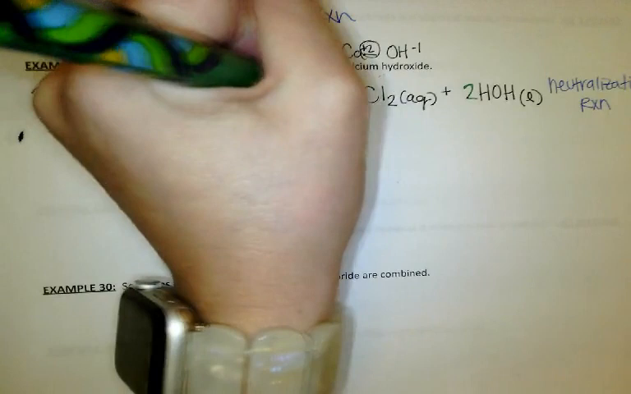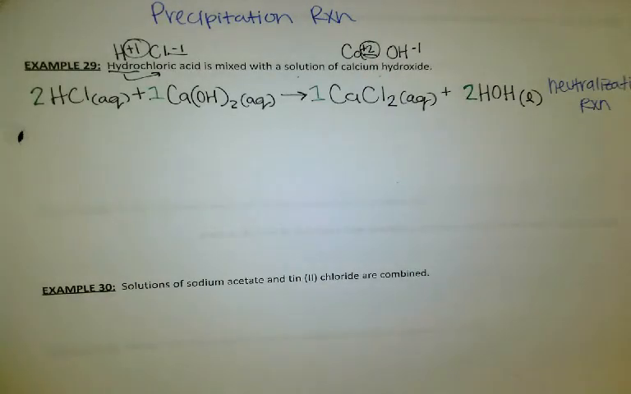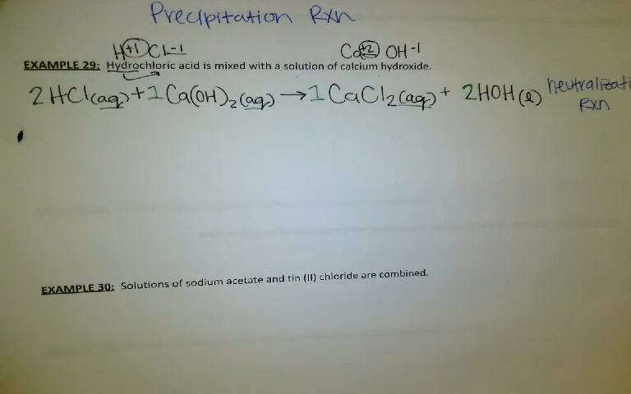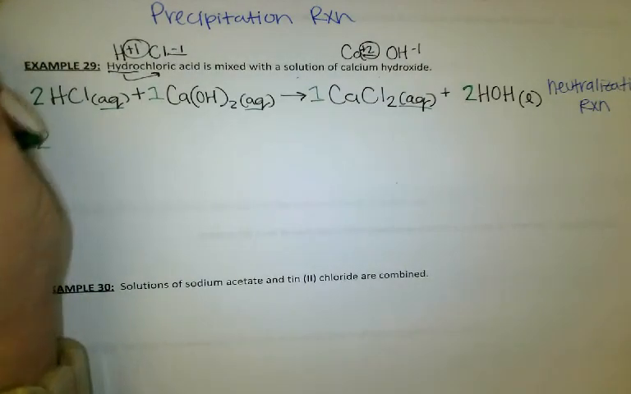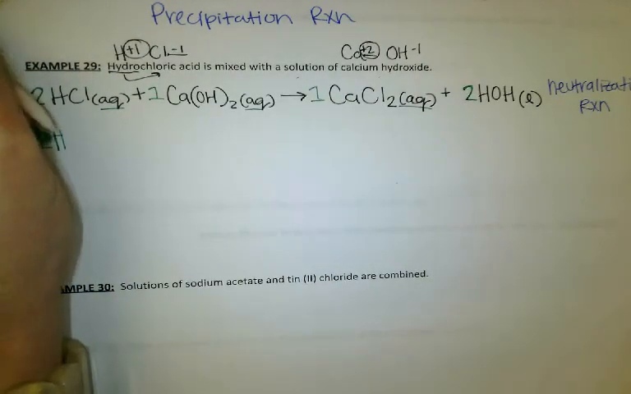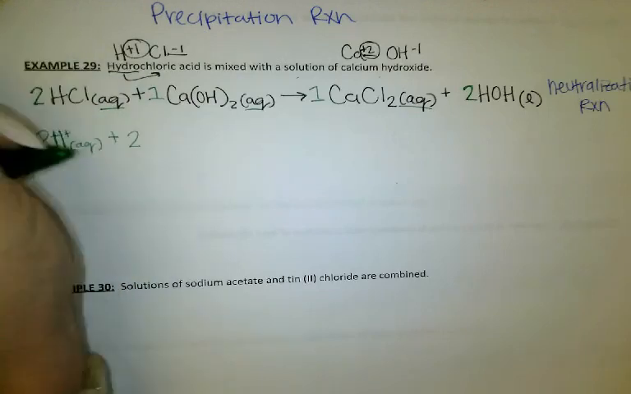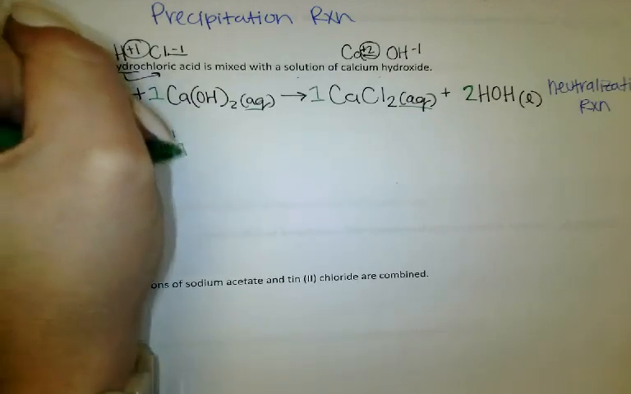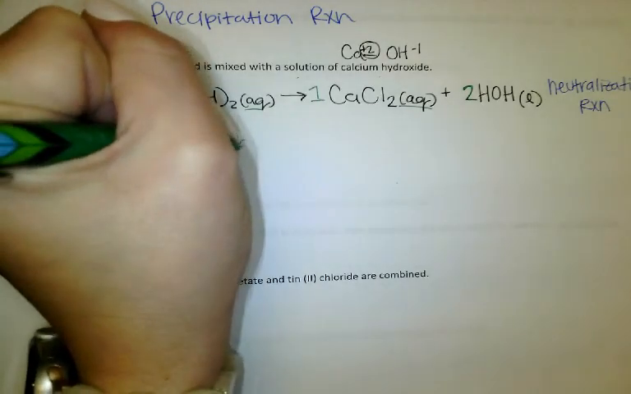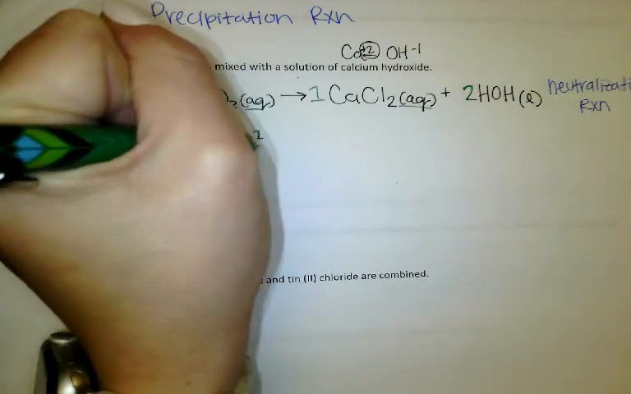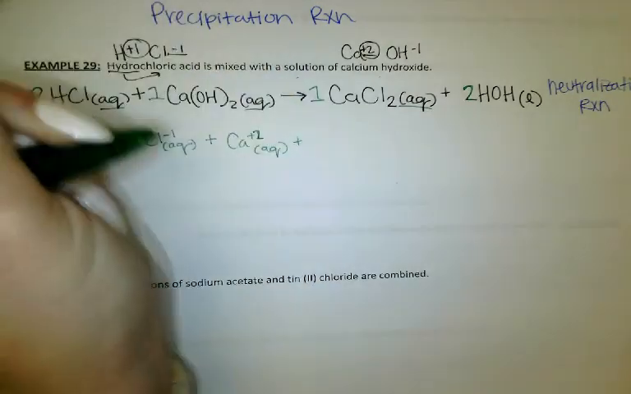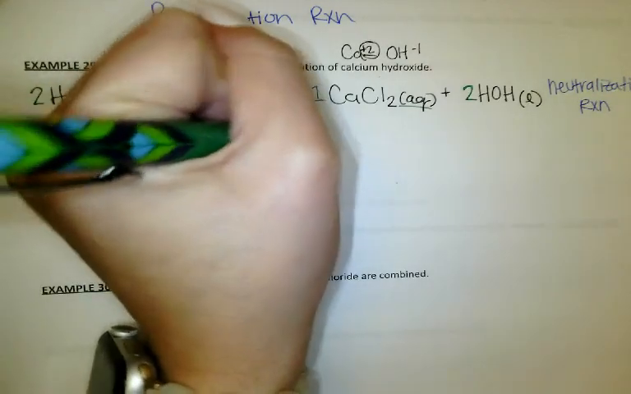Now, we're going to write our complete ionic equation. We've got 3 aqueous and 1 liquid. So if it's a solid, liquid, or gas, that's when you keep it together. So we got 2 hydrogen ions, well, H plus, 2 chloride ions, plus 1 calcium ion, plus, now this 2 is going to be 2 hydroxides, okay, so separate out those ions.